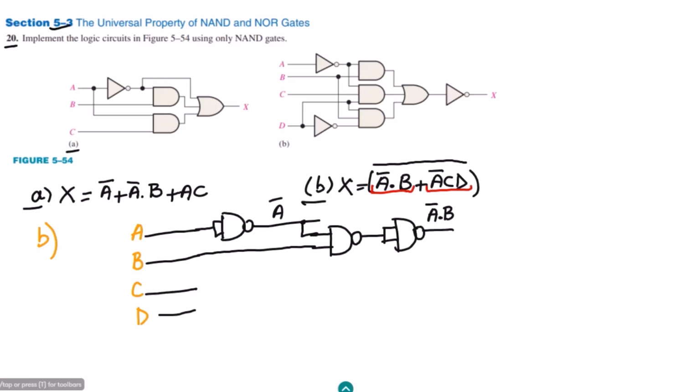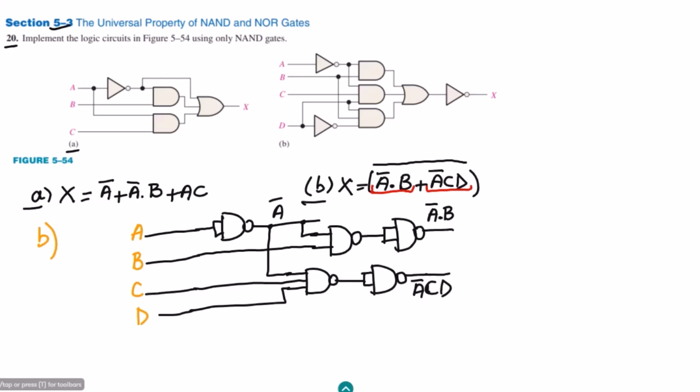The second product is A complement CD. So for it I have to use the 3 input NAND gate, so 1, 2, 3, and this output is again given to another NAND gate for the inversion purposes. Therefore the 3 inputs to it are: this is A complement, the second one is C, the third one here is D. So the output of it will be A complement C D.